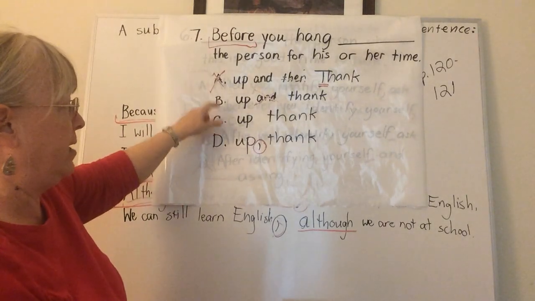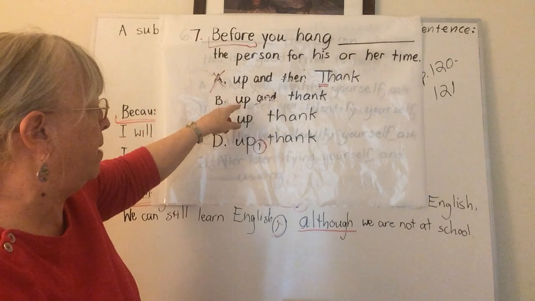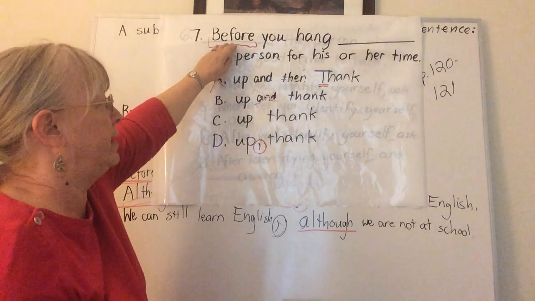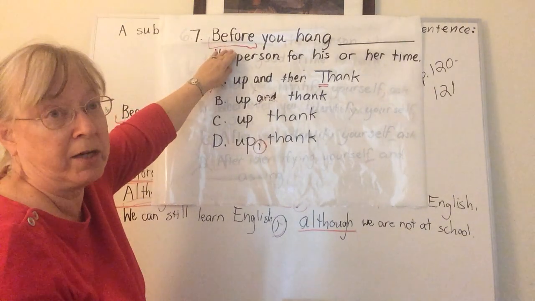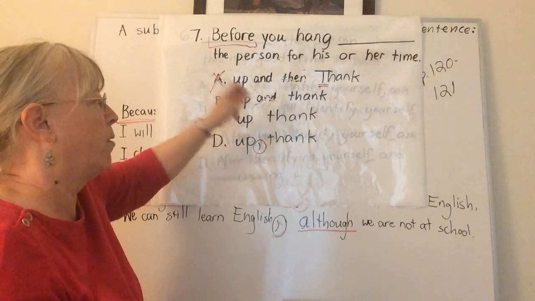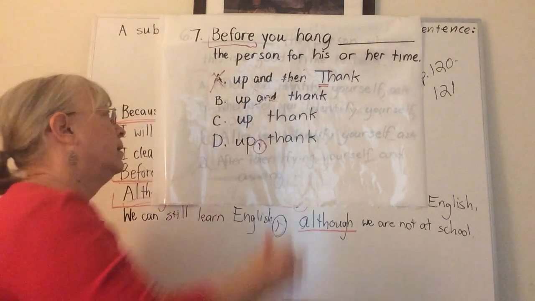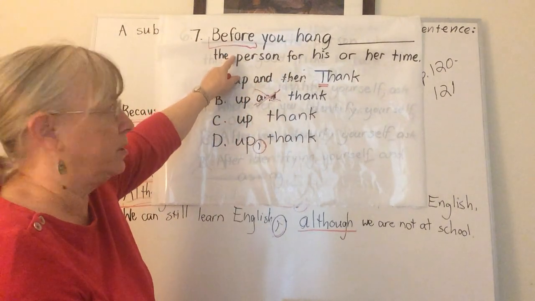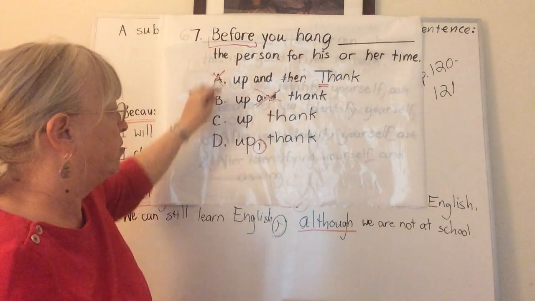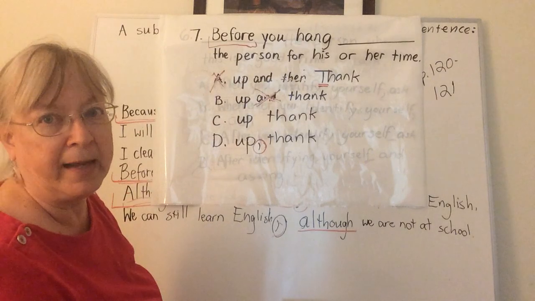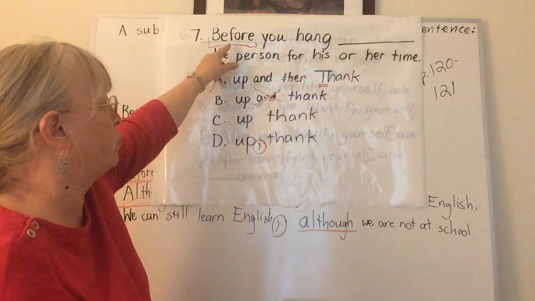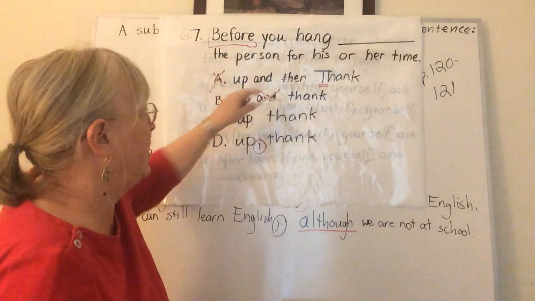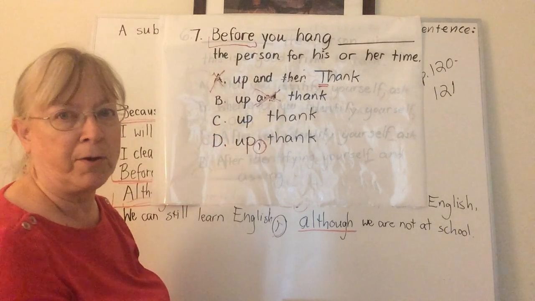Now let's look at B. Before you hang up and thank the person for his or her time, again, we've already got a subordinating conjunction, so we really don't need a coordinating conjunction. Also, we're starting with a subordinating conjunction. There's no comma yet, so we need an answer that has a comma in it at the end of the clause that starts with a subordinating conjunction. So here's another one. Before you hang up, thank the person for his or her time.